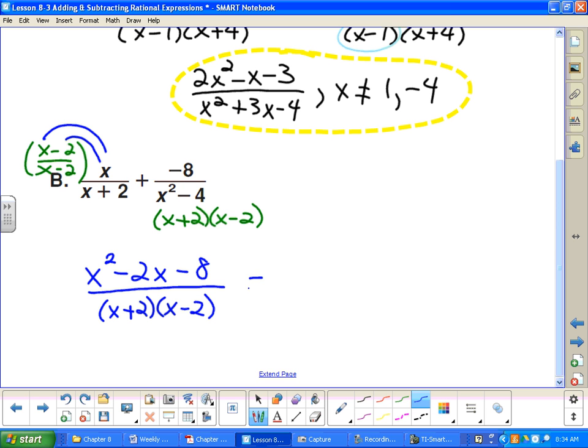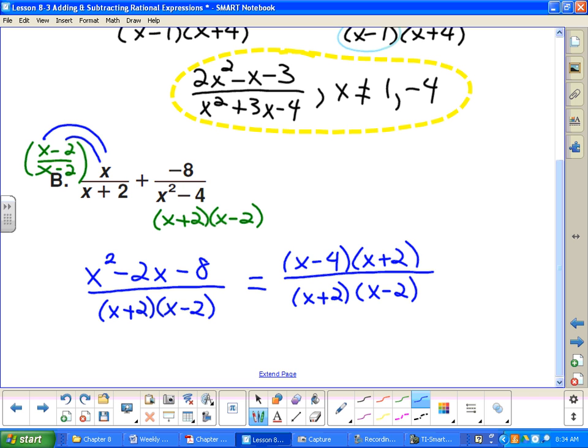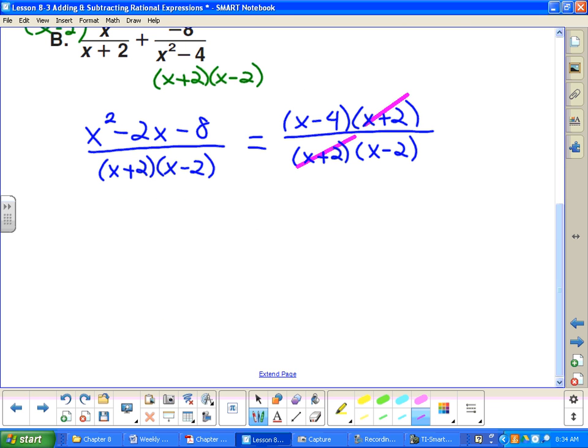Then factor the numerator if you can. Let's see. What do I get when I factor the numerator then? Okay, minus 4 and plus 2. So x minus 4 and x plus 2 over x plus 2 times x minus 2. Oh, so now we do have a common factor. So I can cancel the x plus 2's, and my final answer will be x minus 4 over x minus 2.